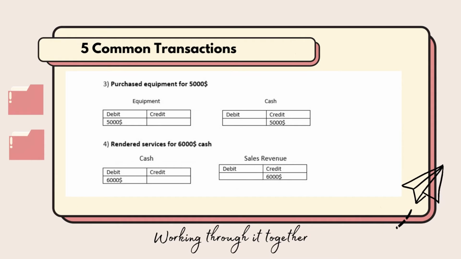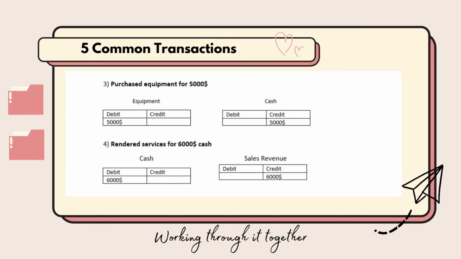Example number 3. The company purchased equipment for $5,000. This particular transaction affects only one side of the equation, the asset side. Equipment and cash are both assets. However, in this particular equation, cash is being decreased. In order to decrease cash, we must credit it by $5,000. In order to increase the equipment account, we must debit it by $5,000. The duality of the double entry system still exists even when only one side of the equation is being affected.